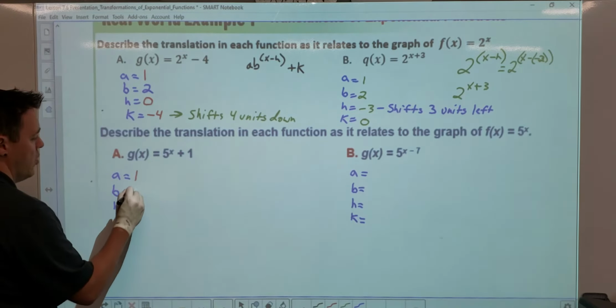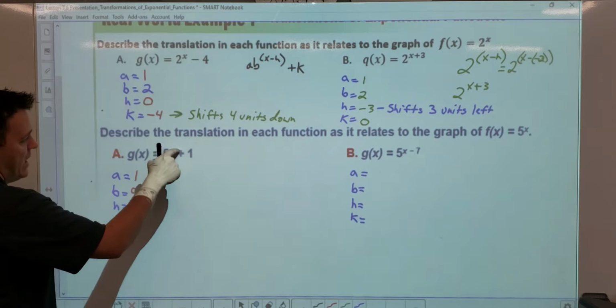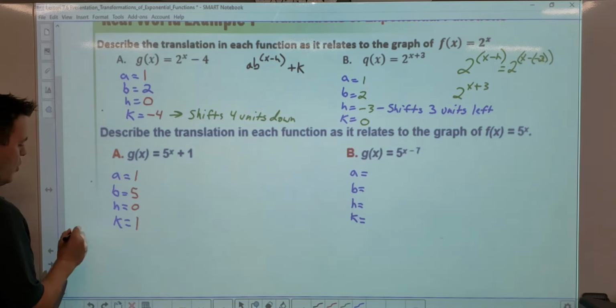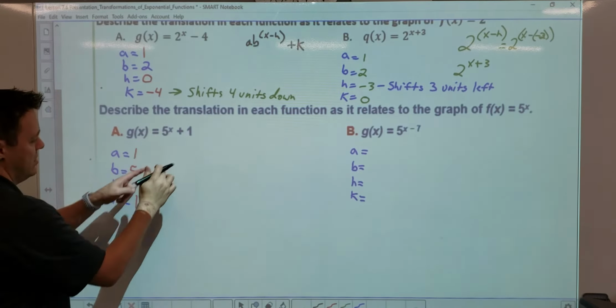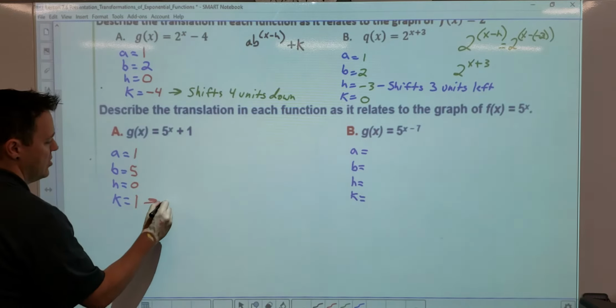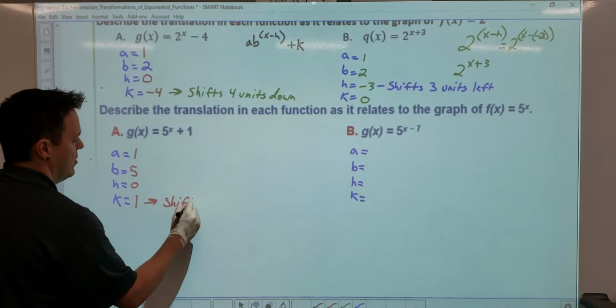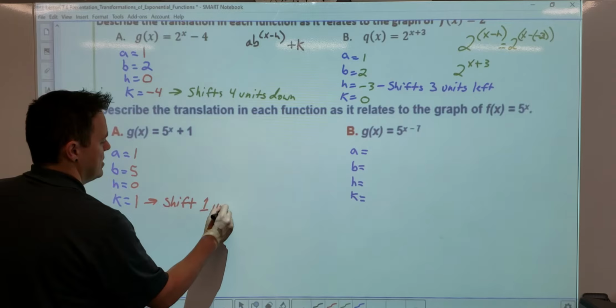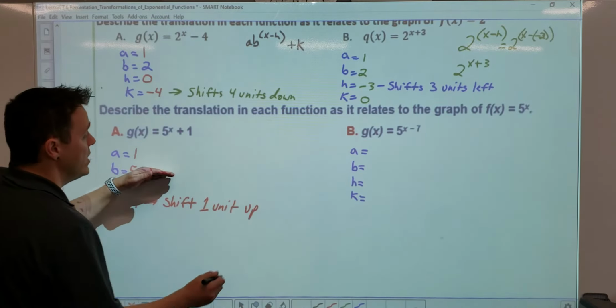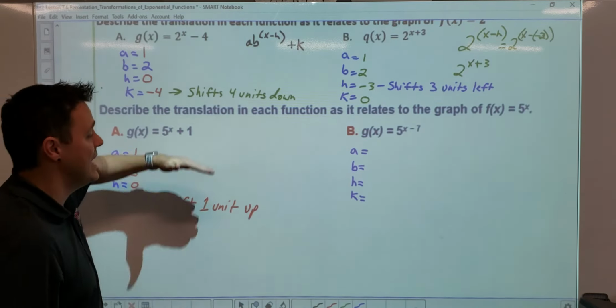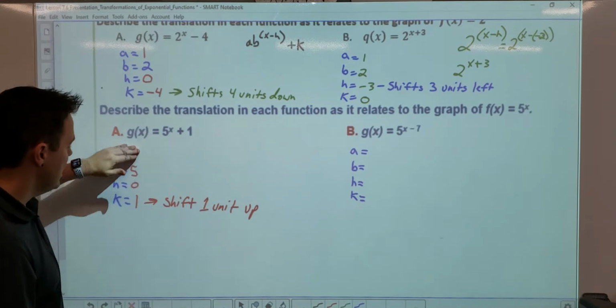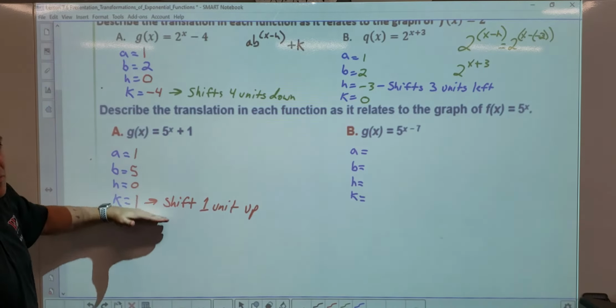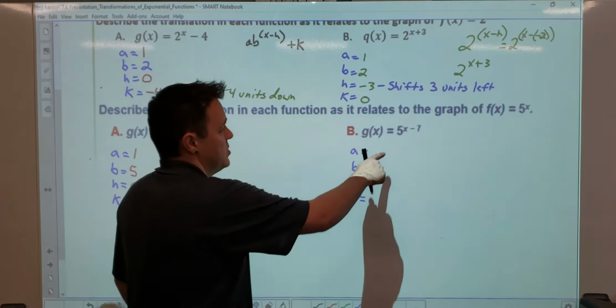So here, this would be 1, 5, my h is 0, and my k is 1. And if it's a positive 1, like it's supposed to be, you guys know that this would shift 1 unit up. When in doubt, graph it. Okay, if you want to see it actually move up, change the sliders to these numbers and you will see it move up.